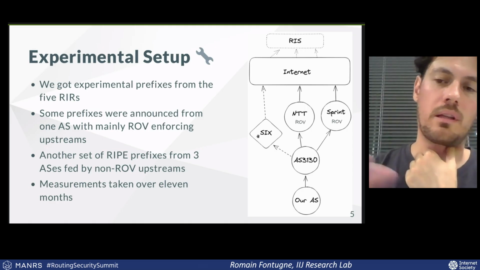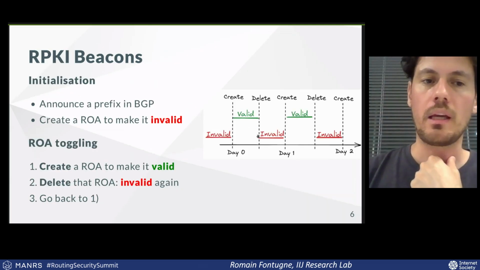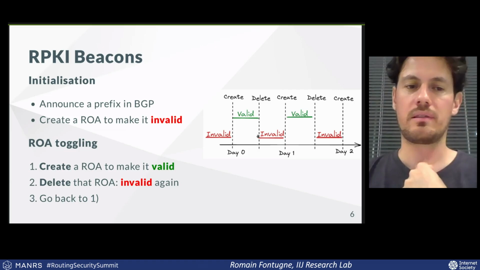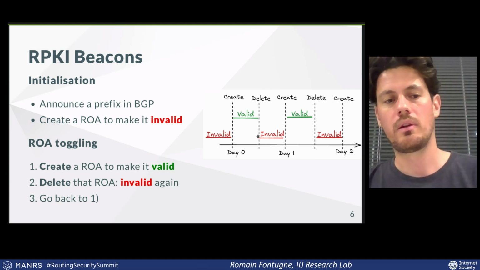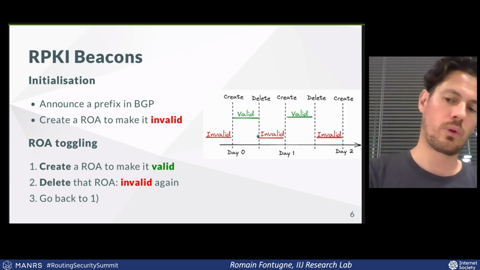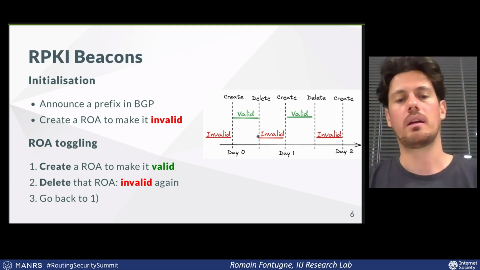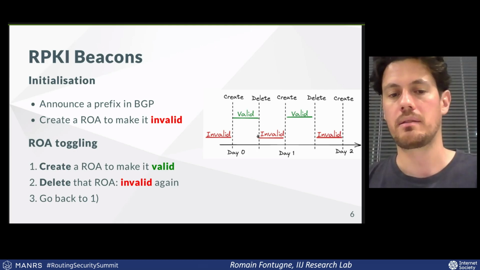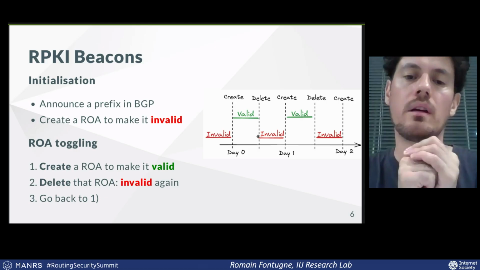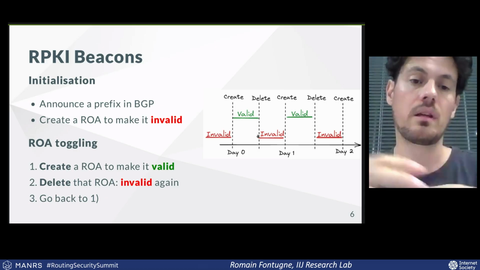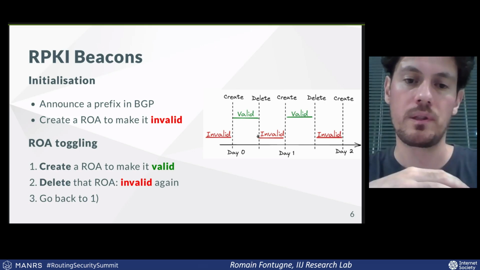Okay, and we did that experiment. The experiment I'm gonna explain, we did it for almost a year. The experiment consists of these RPKI beacons. The way it works is first we are announcing our prefixes on BGP, and we're gonna create a ROA that makes it invalid. So our 2 upstreams, entity and Sprint, are gonna drop this, and the BGP announcement won't be visible globally.